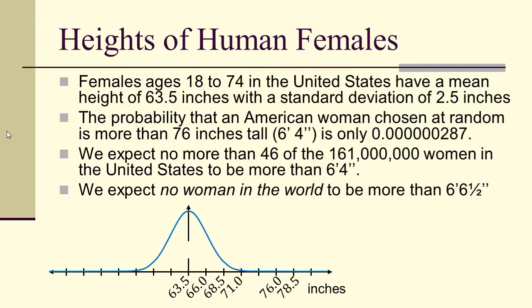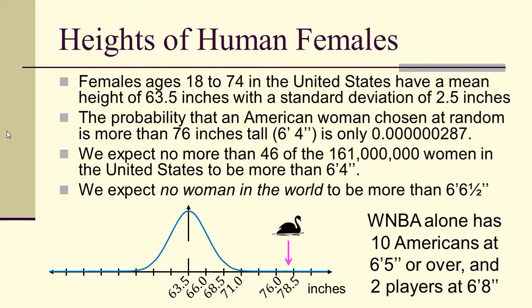And we would expect, if we expand this to the entire human population of the entire Earth, no woman in the world to be more than 6 feet 6 and a half inches. The WNBA alone, however, has 10 Americans that are 6'5 or taller. And there are two players in the WNBA that are 6'8 or taller. So what does that mean? Well, often this is referred to as a black swan, a game changer, which kind of fits this example.